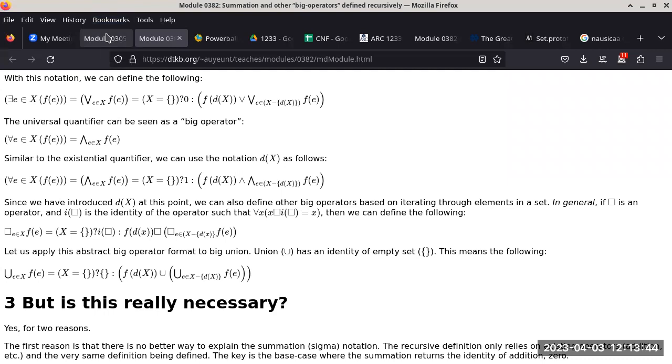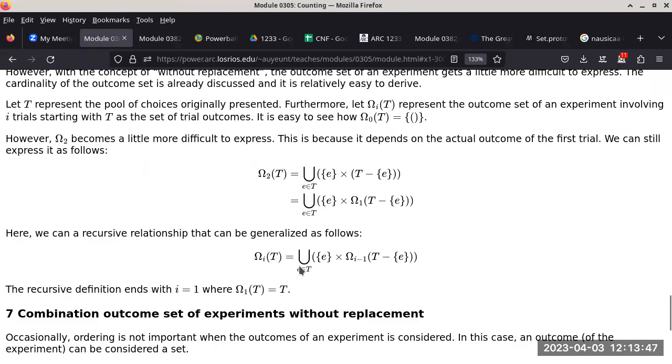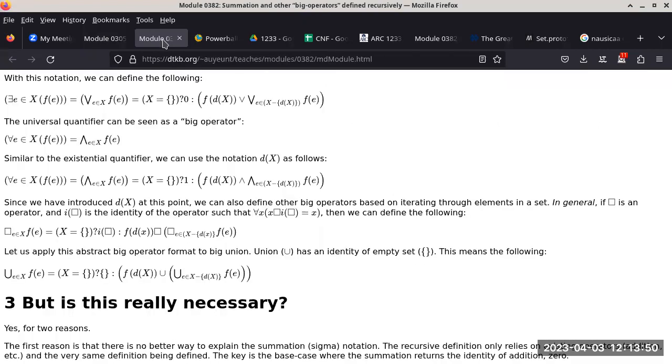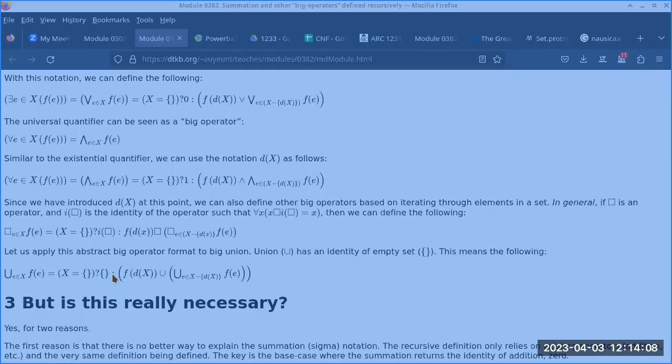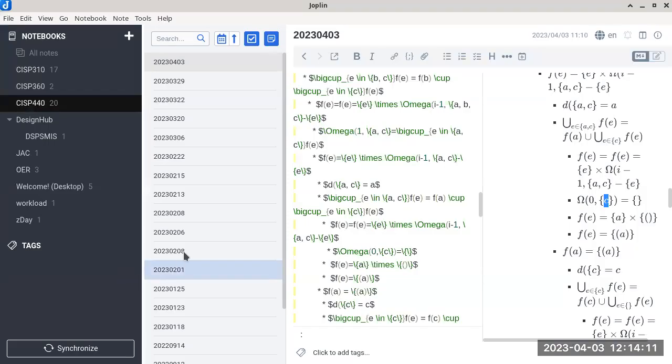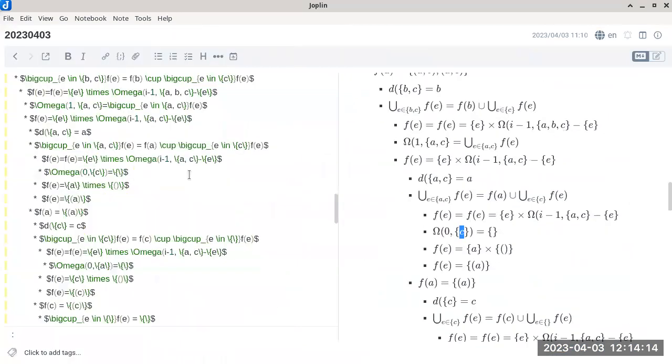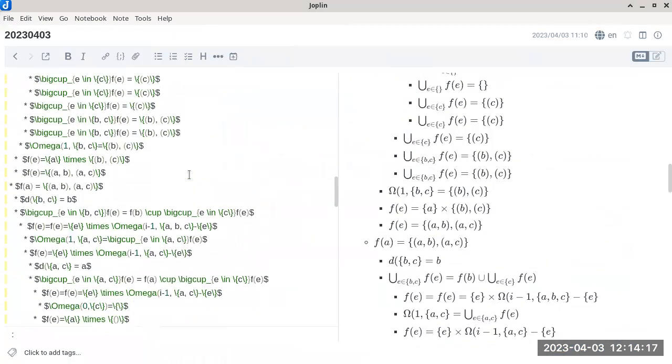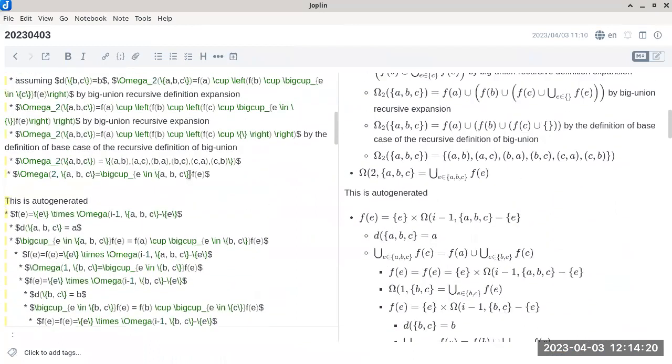Because now the question is, we have omega I of t defined like this, and then we have the big union thing defined like this. So the combination is, well, we'll just combine these two. Now the question is, how do we apply that? And this is what I spent the previous 2 hours or so doing. Originally I was doing this by hand, and I thought, no, that's not what I want to do. So I wrote a program to generate the result. Okay, so what are we talking about here?